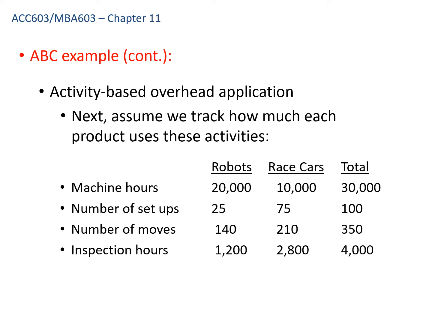And so I can total that up. So I've got, you can see, a total of 30,000 machine hours, a total of 100 setups, 350 movements of product, and 4,000 hours of inspecting. It's an awful lot of hours for one inspector, I guess.